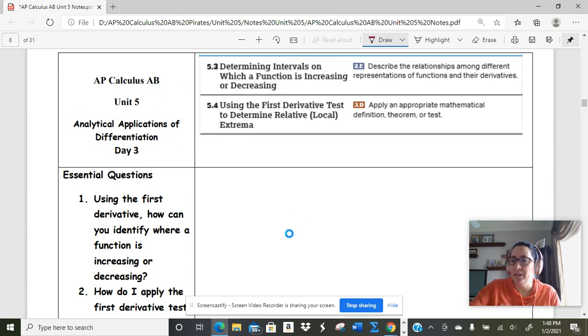Okay, so we are now in Unit 5, Day 3. So we're going to talk about the first derivative test now to get local extrema. In Day 2, we found how to get the absolute extrema, and that's what that candidates test was. But we're going to be talking about how to find local extrema, and through that, we're also going to be determining when the function's increasing and when the function's decreasing based on the first derivative only. Okay?